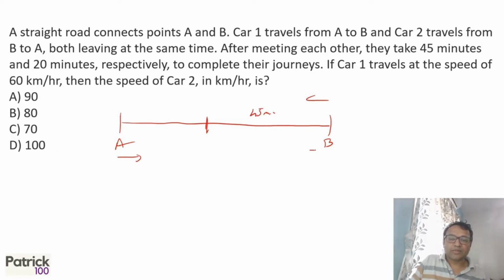So let's say A here. 45 minutes A will take and B will take 20 minutes to travel from the meeting point to the destination. So initially when they travel, they take the same time. Let's say t, to reach this point. And after meeting, A will take 45 minutes and B will take 20 minutes.